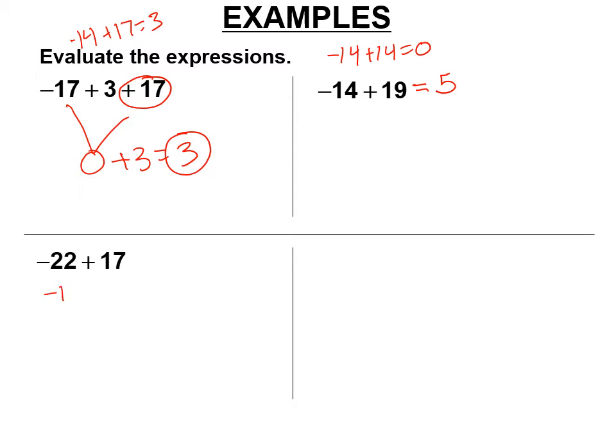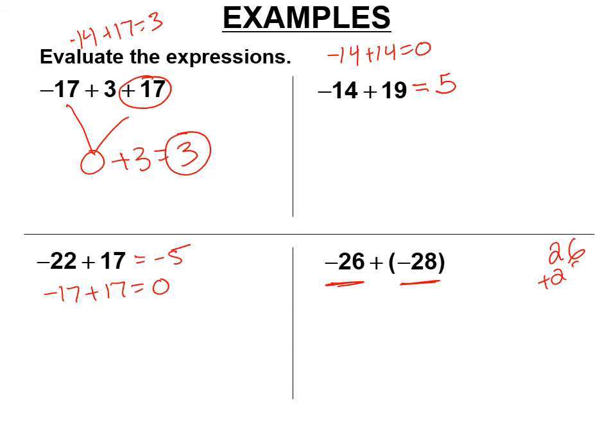Again, if you had opposites of negative 17 and 17, that'd be 0. So this has 5 extra negatives, right? 22 minus 17 is 5. There are 5 extra negatives. Here, there's no opposite going on. It's all negative, right? You owe $26 to one person, you owe 28 to another. You could do it in your head, or if you need to, you come over to the side and you realize that there are 54 negatives there.